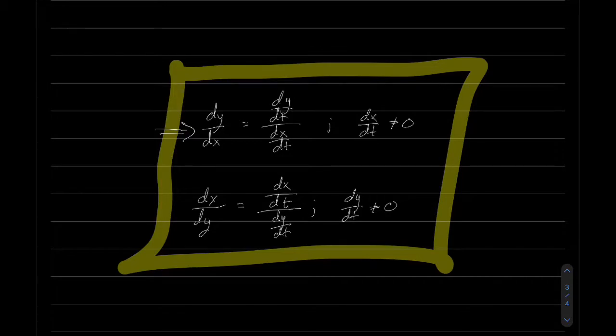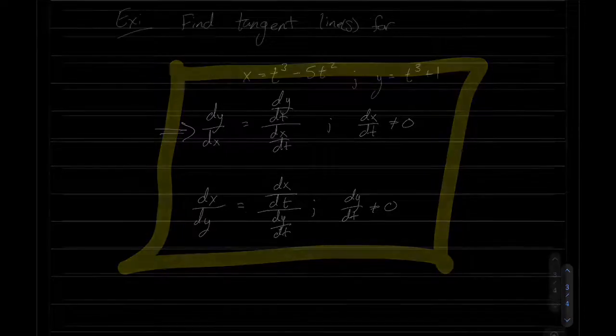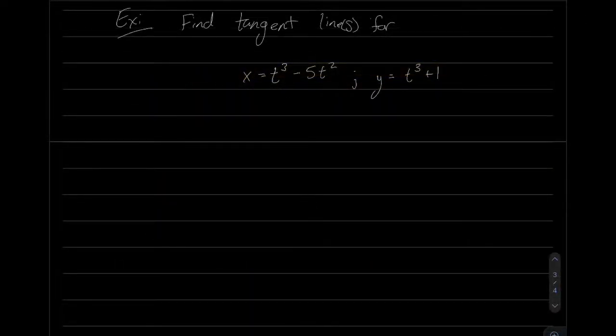And if necessary, if we have x as a function of y instead of y as a function of x, what we're going to have is dx dy, which is going to be dx dt over dy dt, provided dy dt is non-zero. And these conditions here just ensure that we're not dividing by 0. So now let's take a look at an example.